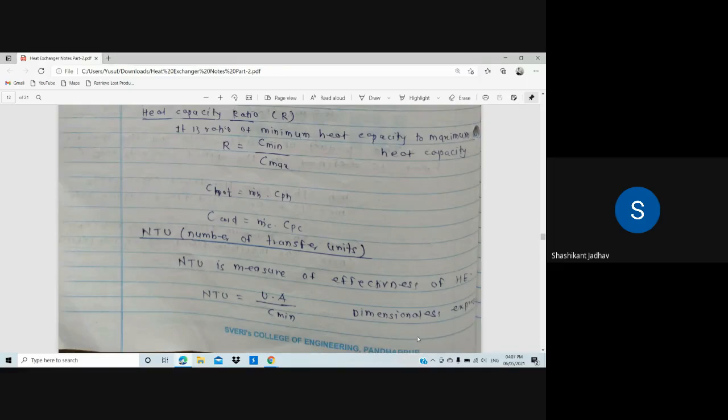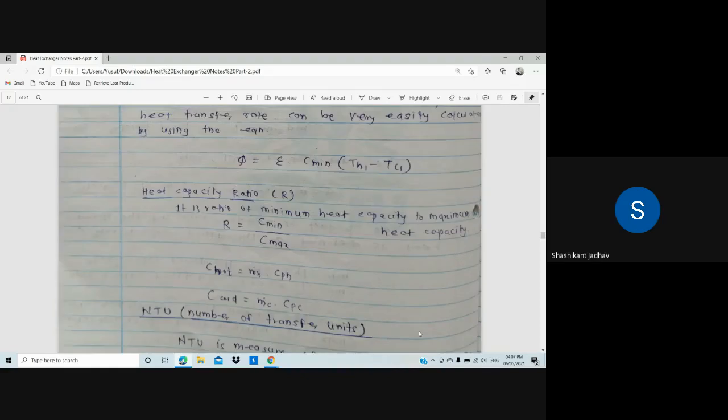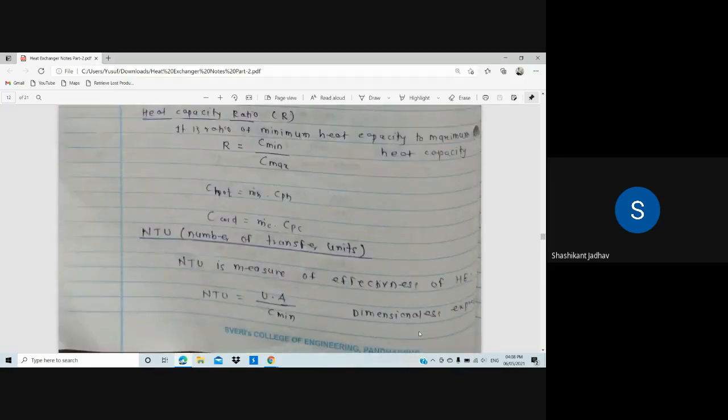All of you write down the equation for the effective rate of heat transfer: Q is equal to epsilon into C minimum into bracket TH1 minus TC1. Okay, so this is about the effectiveness and rate of heat transfer.